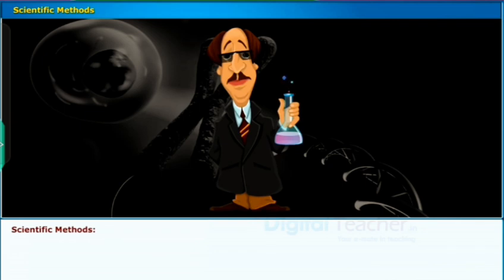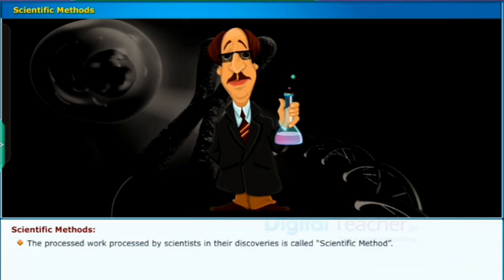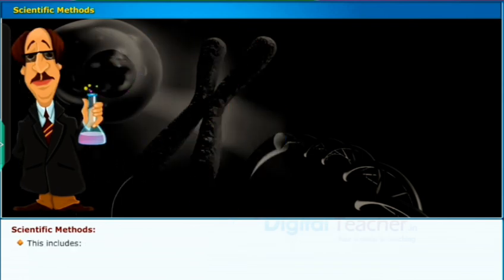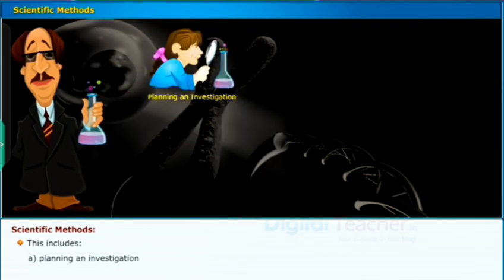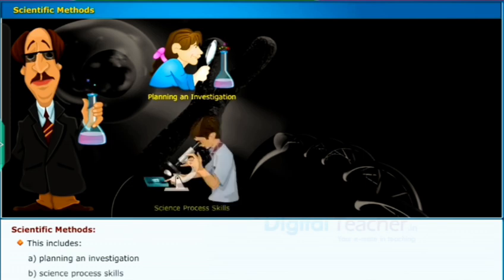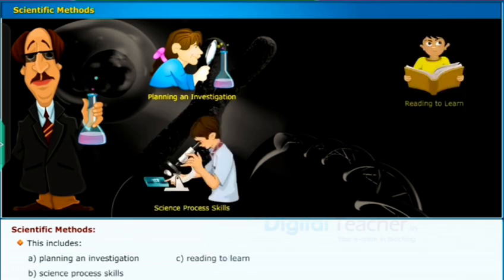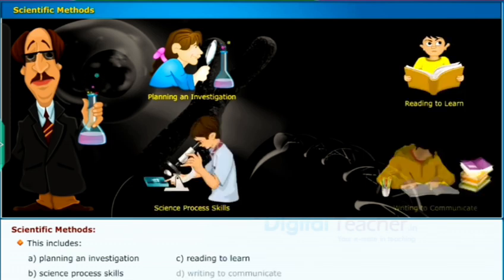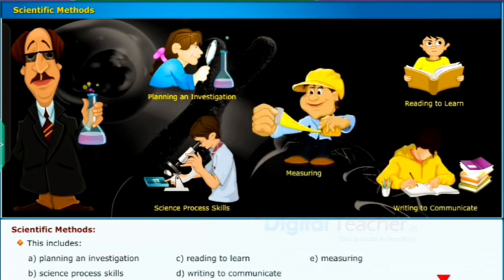Scientific methods. The process followed by scientists in their discoveries is called scientific method. This includes planning and investigation, science process skills, reading to learn, writing to communicate, measuring.